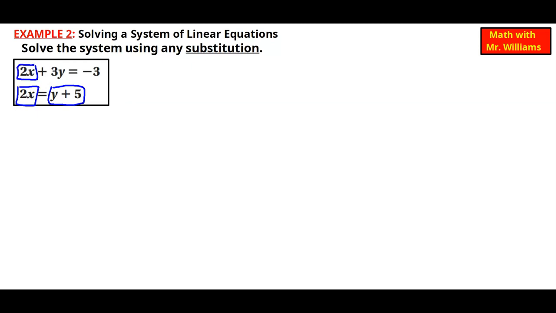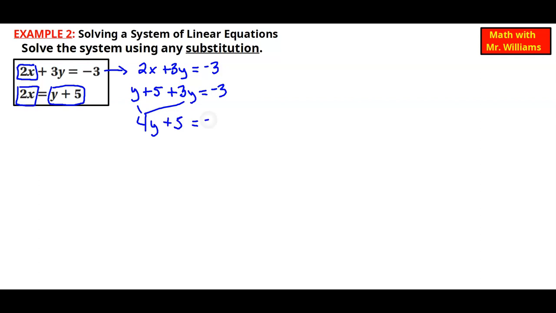So I'm going to start off by writing down the first one. I have 2x plus 3y equals negative 3, and where there's that 2x, I'm going to put the y plus 5. All right, so we have y plus a 3y. We're going to combine these like terms, giving us 4y plus 5 equals a negative 3. Now I'm going to go ahead and move that 5 over, so I see it's a two-step equation now.